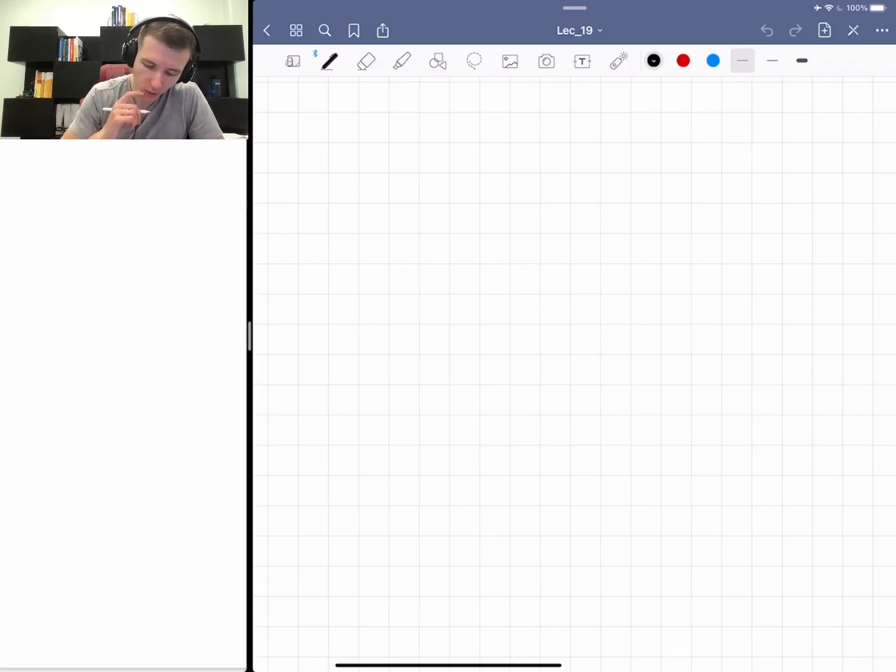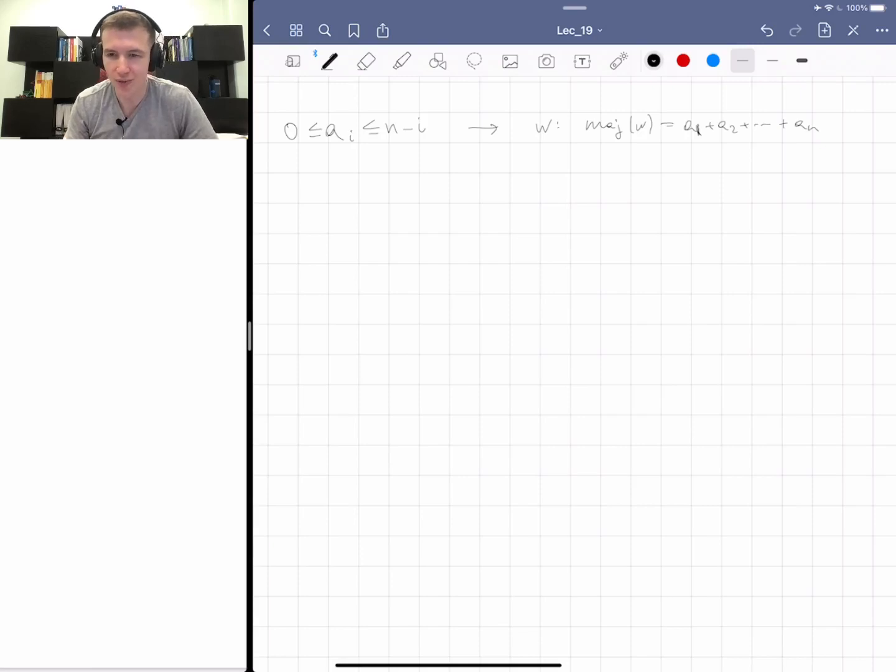Let's see. So the algorithm was something like: you were given a sequence of a_i, with a_i between 0 and n minus i, and you're trying to recover a permutation w such that the major index of w is equal to the sum of the a_i. Or is that the question? It's been a week for me since the lecture was recorded, so I don't remember. Yeah, okay.